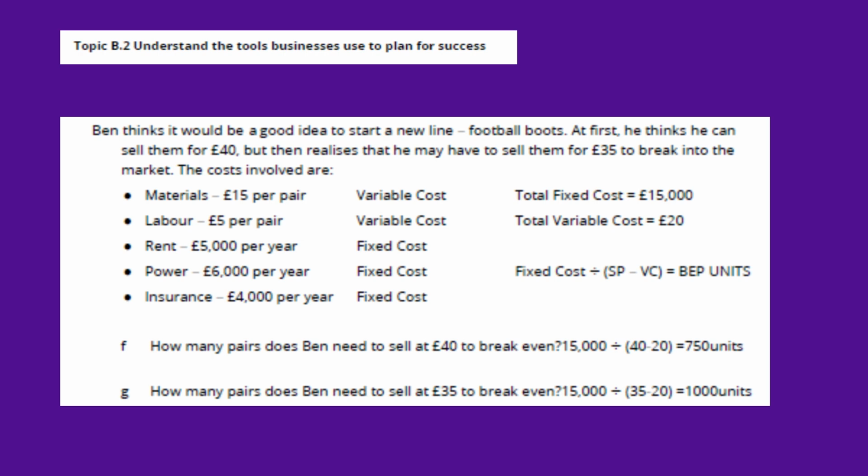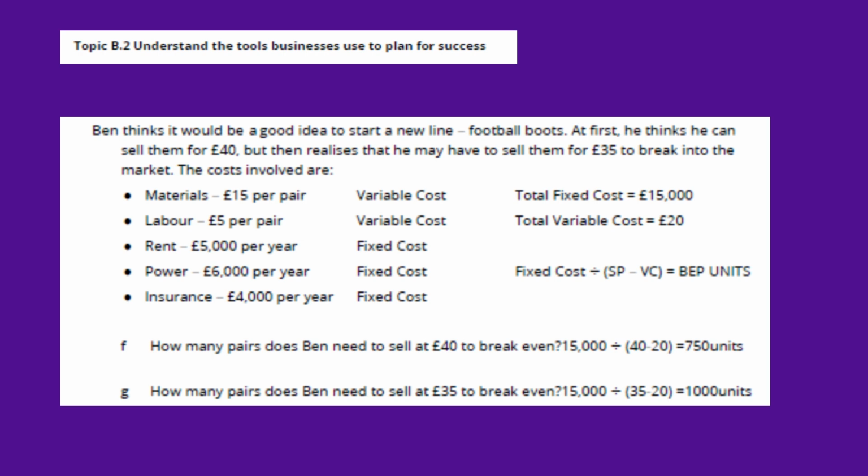But that's at £40. Ben's had a bad day, and he's realised he can only sell them for £35. So things are looking a little bit less rosy. He needs to divide 15,000 by 35 subtract 20, which is 15. So he will need to sell 1,000 units going forward.